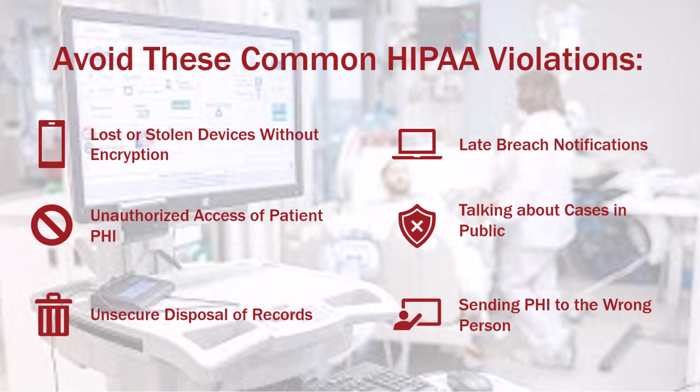Avoid these common Health Insurance Portability and Accountability Act violations. Lost or stolen devices without proper encryption, unauthorized access of patient PHI, unsecure disposal of records, late breach notifications, talking about cases in public, sending PHI to the wrong person, sharing logins. Even small mistakes can have serious consequences.